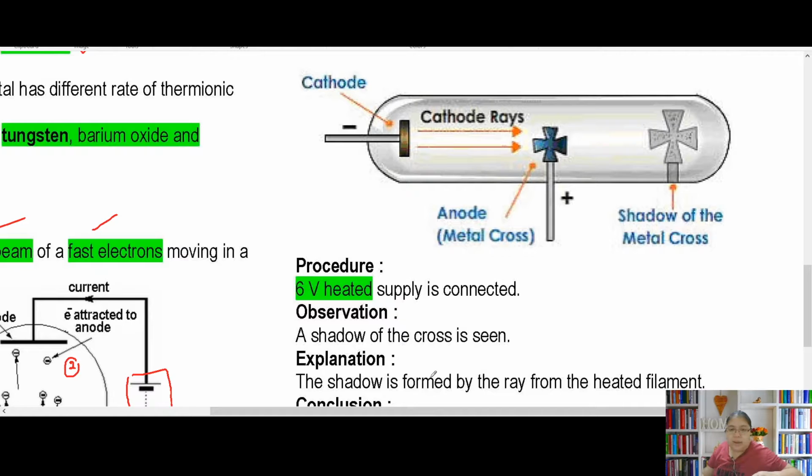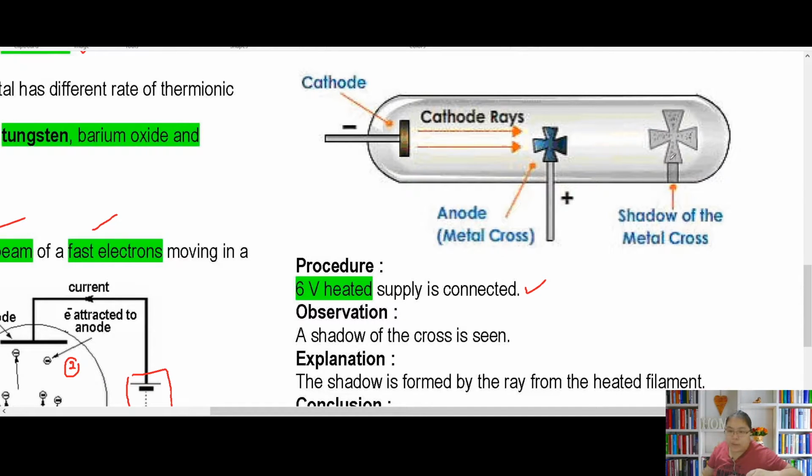Now we're going to see the procedure. First, a 6 volt heater supply. So this is normal heating, normal voltage. Observation: a shadow of the cross is seen. Sure enough there is a shadow, because you put the shape of the Maltese cross in the middle. When I use 6 volts, I just switch on the light. This is thermionic emission, and the electrons are not moved. So you find that they form a shadow. One part is blocked by the Maltese cross, so the shadow of the Maltese cross is produced.